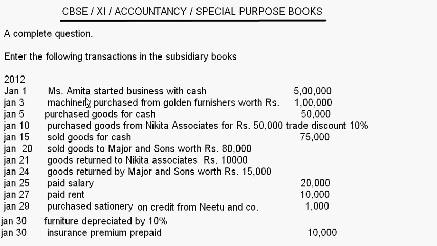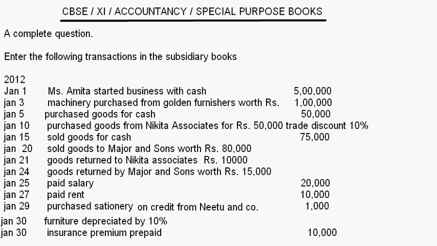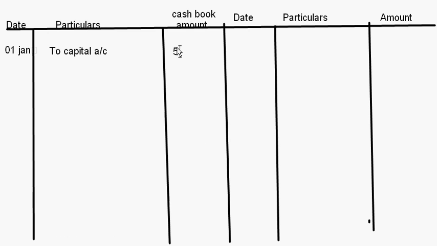First one is Miss Amita started business with cash. So this is a receipt for the business in cash, right? So here we will have 1st January, to capital account. The amount given here is 5 lakh rupees, right? So it will come here.